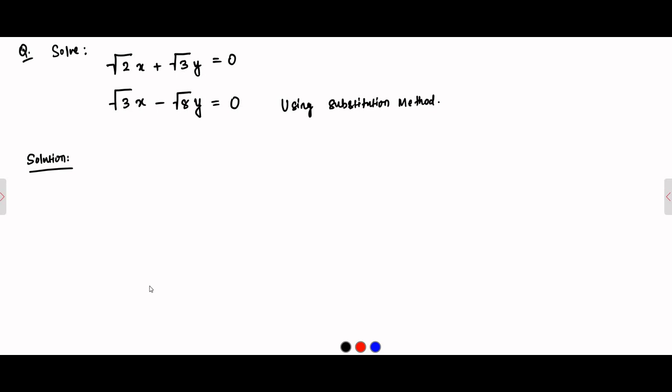So here is another question. The pair of linear equations which are given are root 2x plus root 3y is equal to 0 and root 3x minus root 8y is equal to 0, and we have to solve them for x and y using substitution method. So first we'll write them.